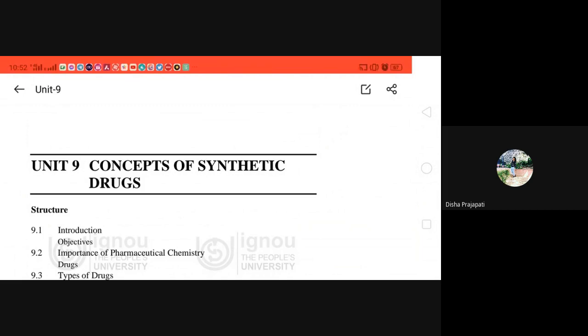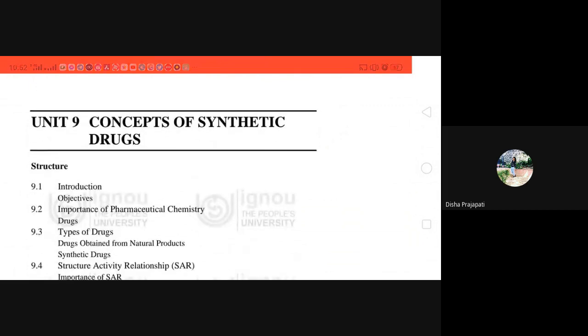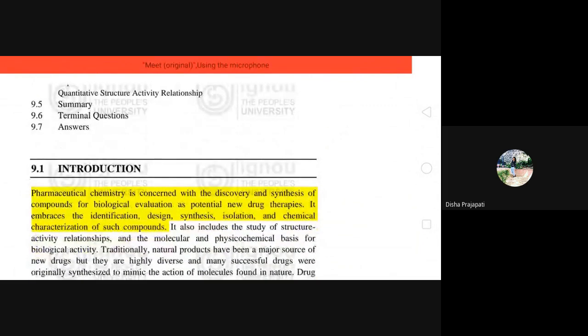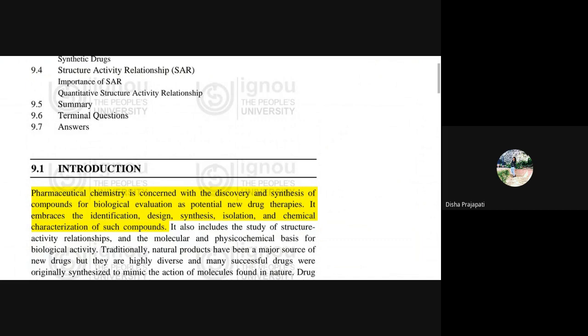Next chapter is concept of synthetic drugs. Pharmaceutical chemistry is concerned with discovery and synthesis of compounds for biological evaluation as potentially new drug therapies.